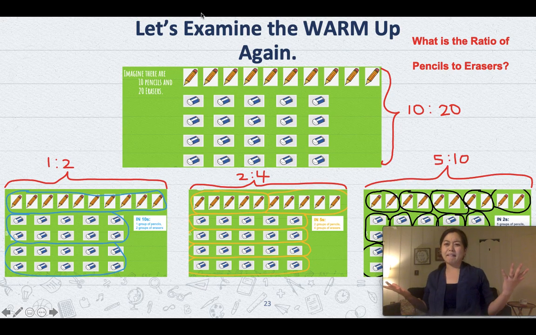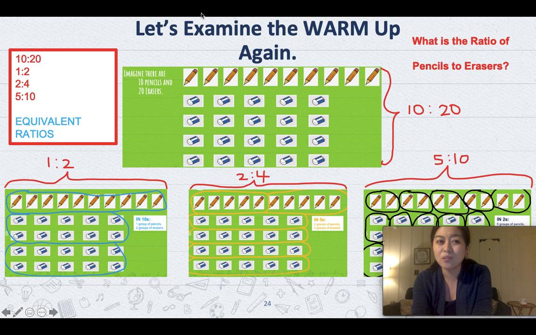Well, now what? I've got 10 to 20, 1 to 2, 2 to 4, 5 to 10. Why are they so different? Well, actually, these 4 ratios are not different. They are equivalent ratios. Even though the first term and the second term have different numbers in all of the ratios, they are equivalent because when we divide these items, each group has the same number of items, and so the ratio is equivalent.